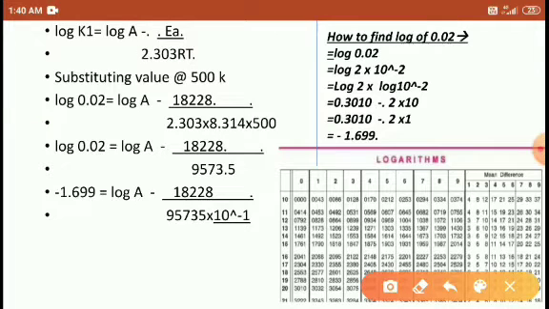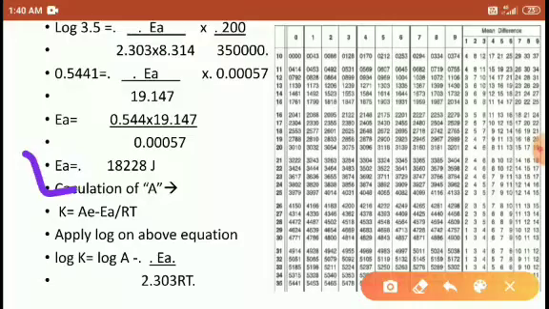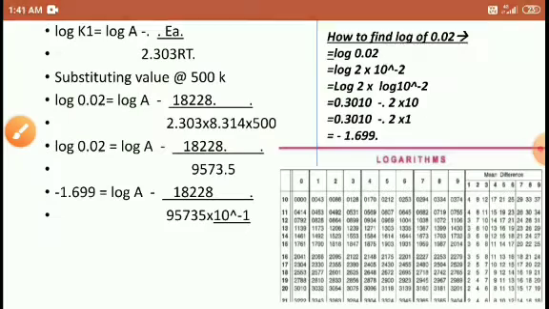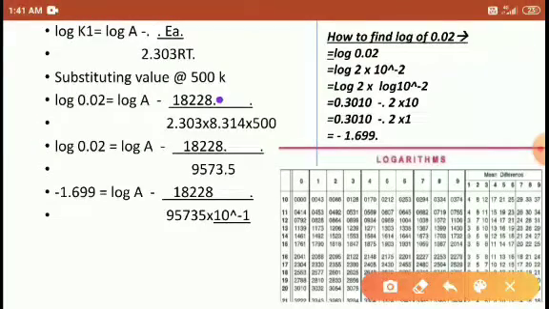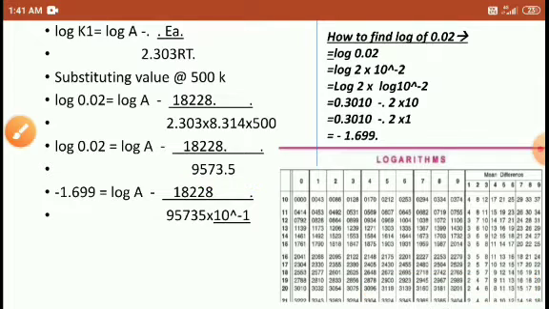And the Ea is 18228. Already we find here the answer. So 18228, 2.03, R value 8.314, temperature is 500 Kelvin. Then the log, we are multiplying this value. We got the answer, which is 95735.